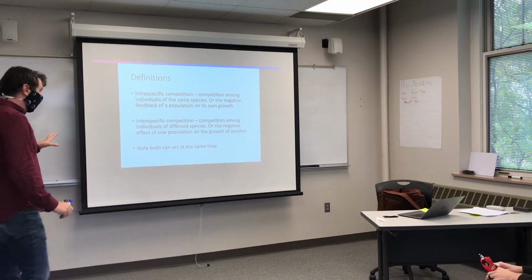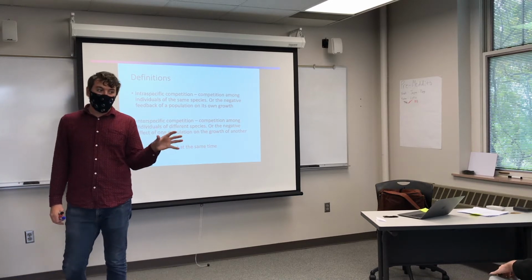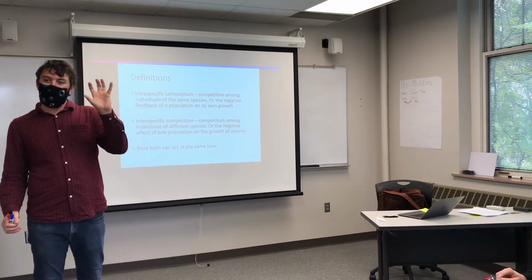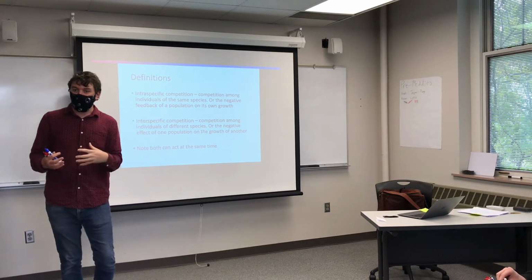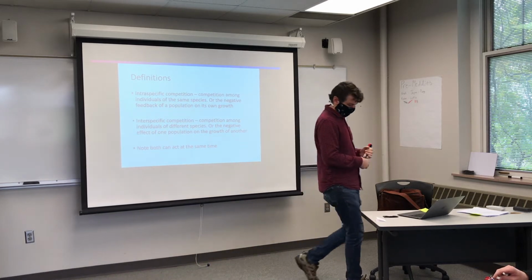Keep in mind that both of these things can happen at the same time. That's why we're going to start with the model of intraspecific competition, the model of density-dependent population growth, and we're going to add to it a term that incorporates the effect of a second species. So that's what we're going to be doing mathematically.